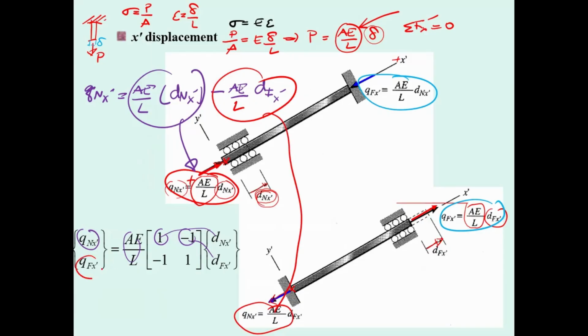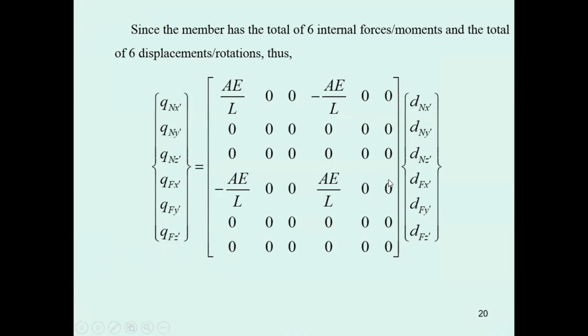And for Q sub F x prime, the first term is going to be AE over L minus, and D sub n x prime is going to be this one, opposite to x prime, and then the last term is going to be this one. Anyway, after you put everything into the small k prime matrix, you get this one.